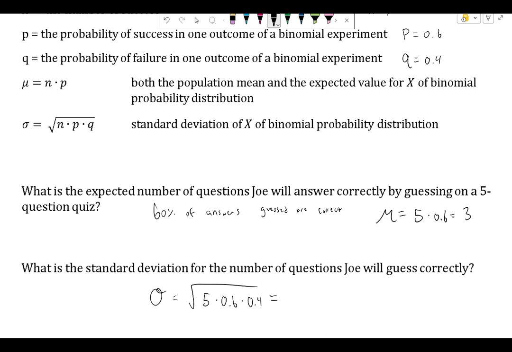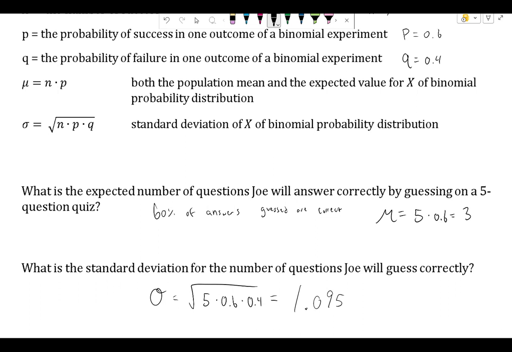While I'm doing that, just notice that all of the values that we are finding here are population variables. They are for the proportion. The reason for that is we are looking at the expected number of questions, which is the mean for all potential outcomes. Since we're trying to find the mean for all potential outcomes, we are trying to find the population mean and the population standard deviation.